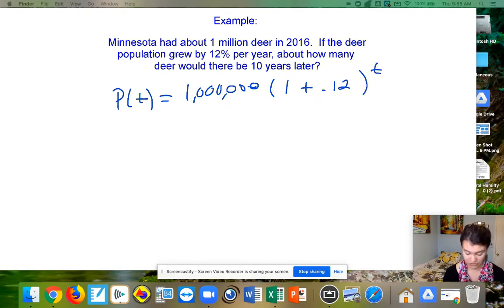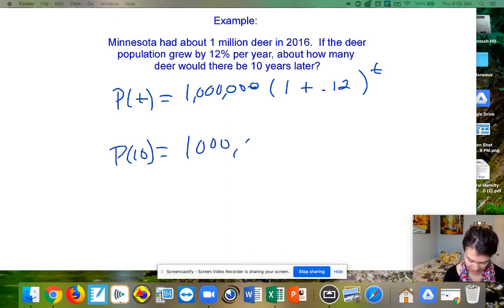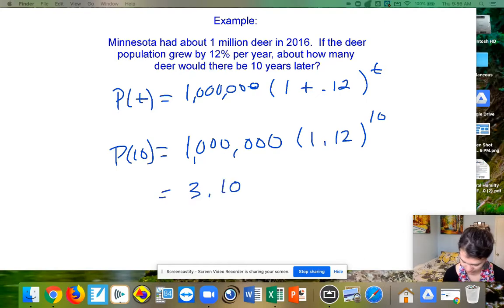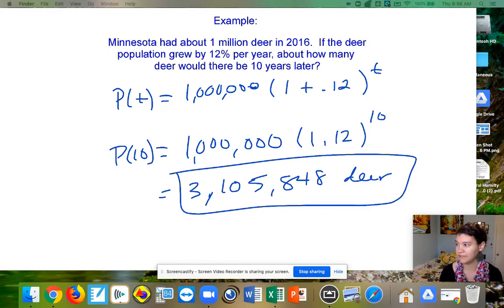So then if we want to answer the question, we can just plug in 10. So P of 10, we have 1 million times 1.12 to the 10. Type that into a calculator and you'll get 3,105,848 deer, rounded to the nearest deer since you can't have half a deer. Well, that's the idea.